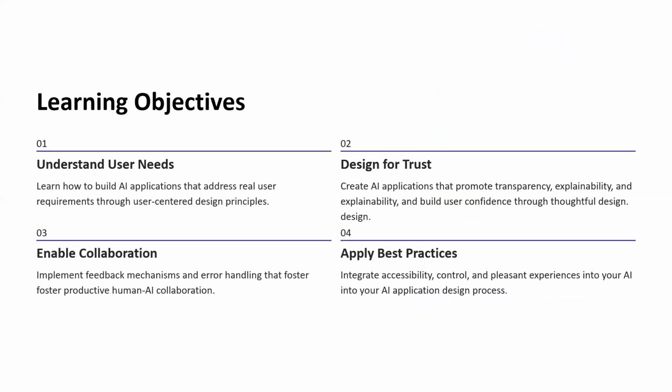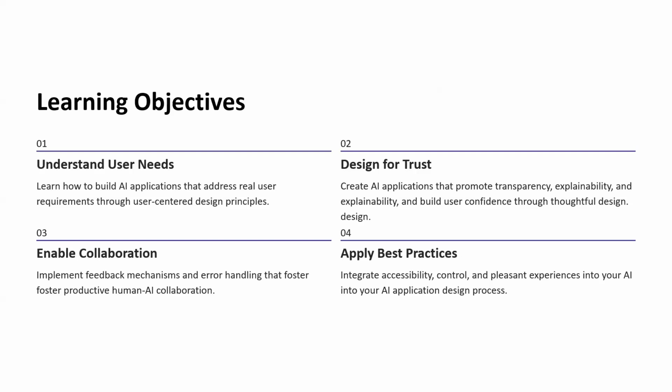So the learning objective is we need to understand the user's needs. This is key when you're designing UX for AI applications. For every app that you're developing, you need to have a problem that you're trying to fix, a service that you're providing. You're trying to satisfy certain users in a certain domain. So we need to understand what our application does and how it aids our users' needs. We need to design for trust.